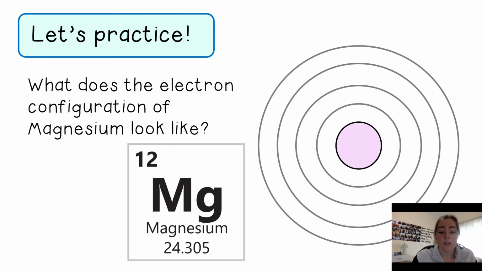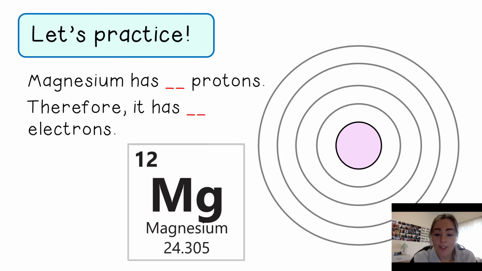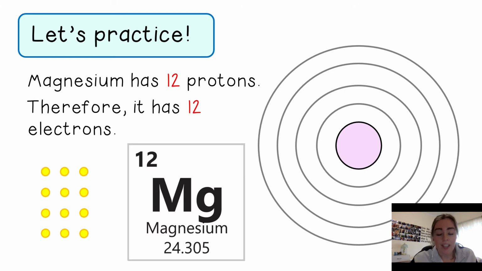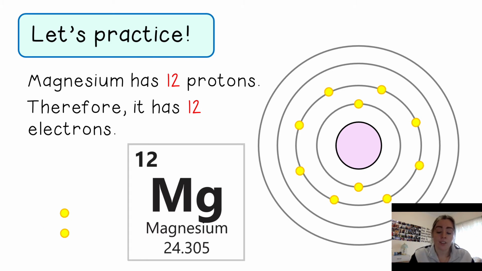So it has 12 protons and how many electrons? 12. So the same thing as lithium, we're going to fill the first electron shell first. It's got its 2 electrons. It is at max capacity. We're moving on to the next shell, which has 8. And these last 2 little guys here, they're all the way in the third shell.